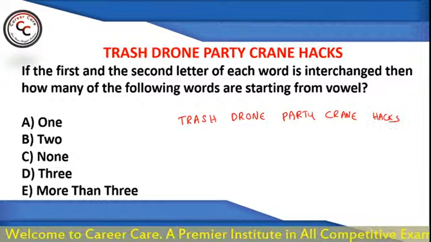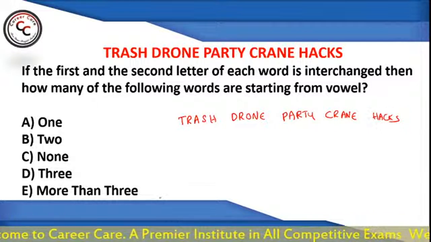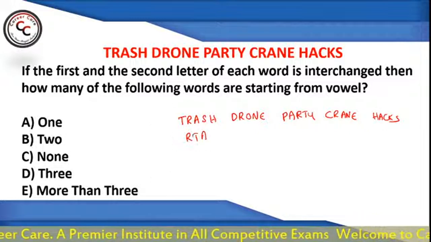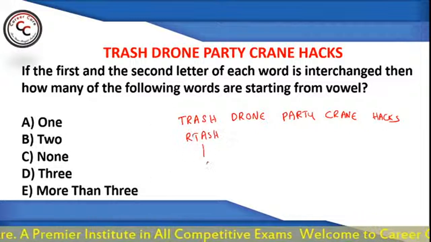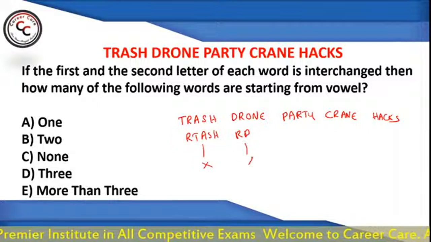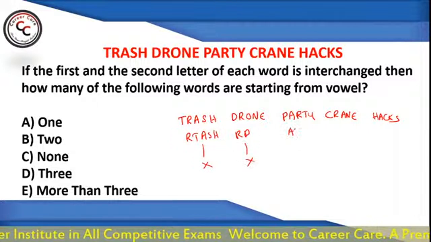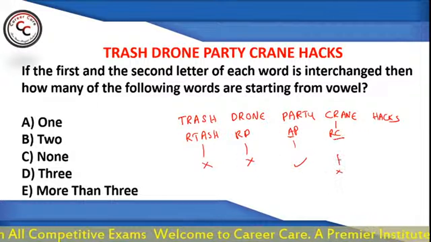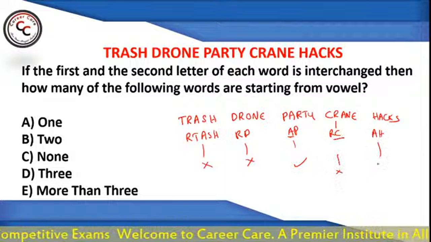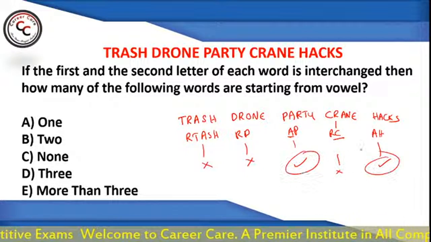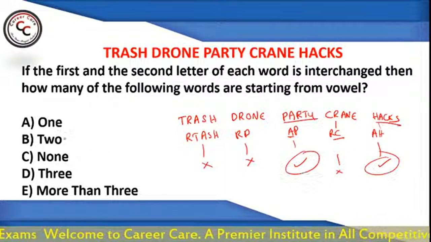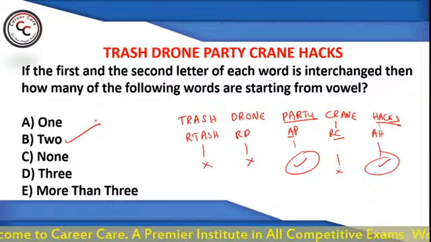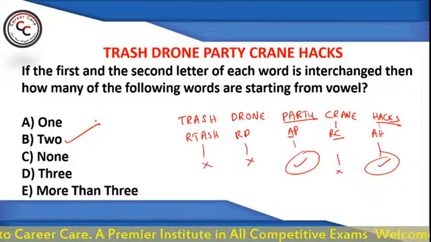Nice, very good. Let's see. Here you can see that first and second letters interchanged: RTASH, not a vowel. RD, no chance. Party, AP, this is a vowel. Crane, RC, no chance. Hacks, AH, A is a vowel. So you can find two words, hacks and party. So answer for this question will be option number B. Rishi, very good both of you.